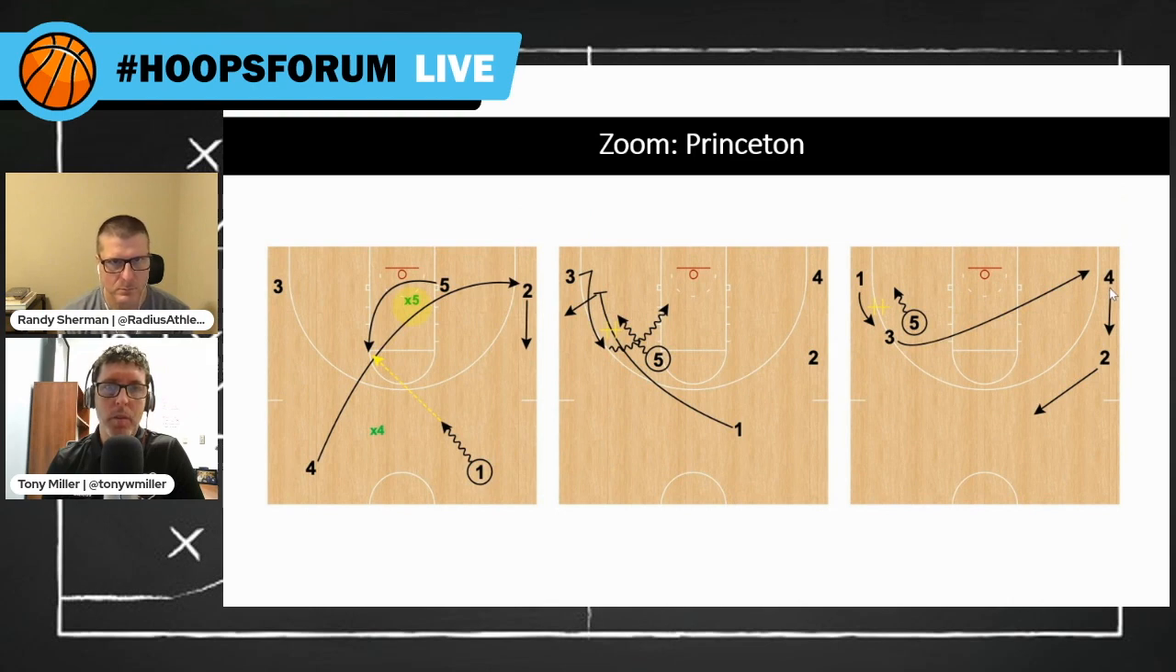Let's go ahead and move on to the second one that we want to talk about, variations for Zoom. And this first one with Princeton, and this could go on for days, but this is just one that you selected, Randy. Talk us through this and maybe why you picked this one. Yeah, so Zoom being a down screen followed by a handoff. So we're screening for the recipient of the handoff as they're going to receive an off ball screen, a down screen, and then come off of that and someone's bringing them the basketball off of a handoff.